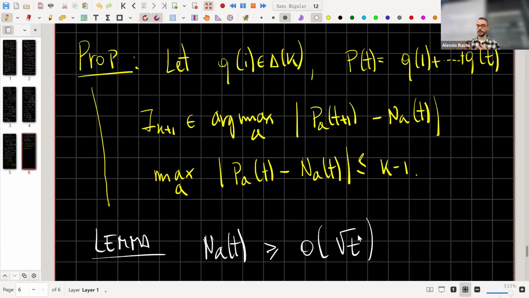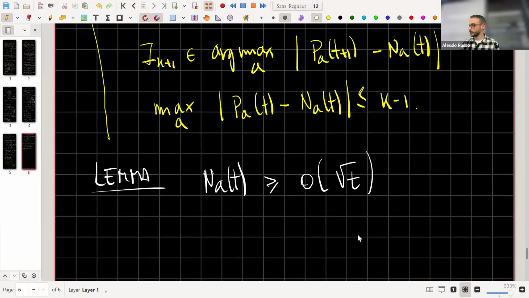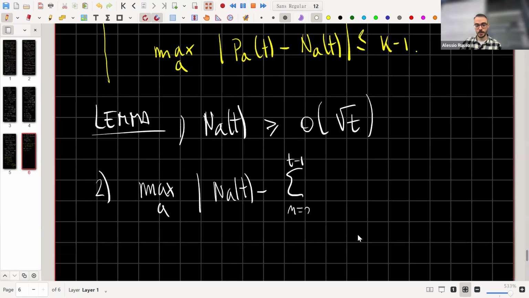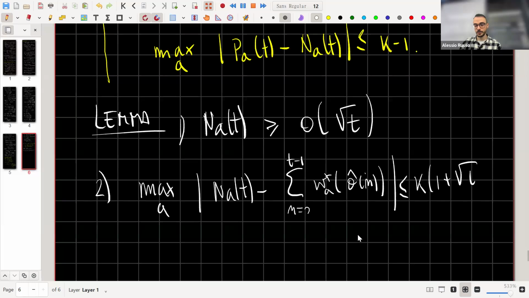But we don't want to control this difference. What we want to control is how different we are with respect to the true W star, not the projected one. So what we are going to show is, first, each arm is sampled at the rate square root T. And secondly, max over A of N A T minus the sum from n equals 0 to T minus 1 of W A star hat theta n is upper bounded by K times 1 plus square root T.